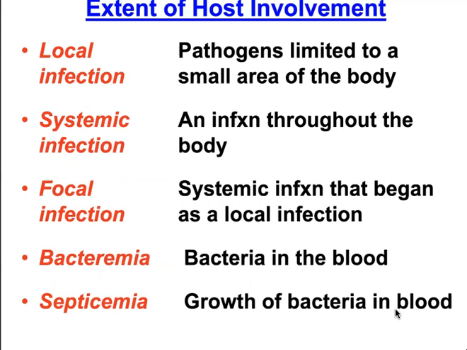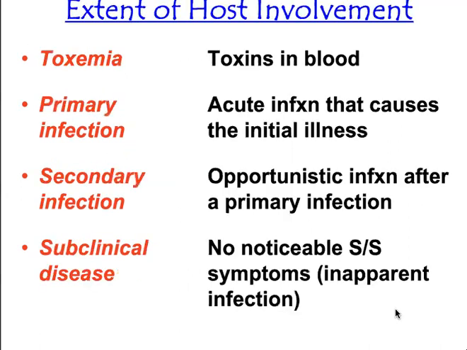Bacteremia is presence of bacteria in blood, and of course, septicemia is presence of growing bacteria and their toxins. Okay? So again, toxemia, presence of toxins in blood. Primary infection, this is the acute infection that causes the initial illness, like say, cough and colds. Okay, that's your primary infection. Secondary infection, these are opportunistic infections that would occur after a primary infection.